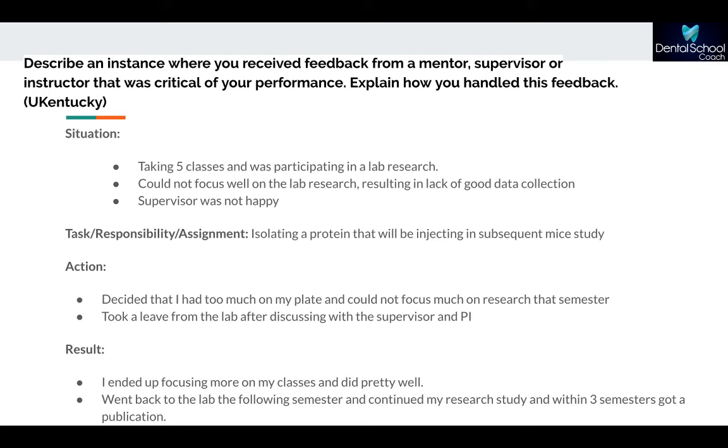I ended up focusing on my classes and did pretty well. And then later, I went back to the lab the following semester and continued my research, and got a paper published within the 3 semesters that I researched afterwards.